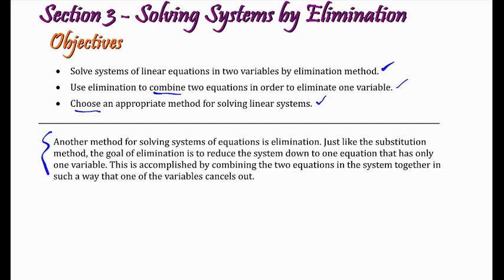Another method for solving systems of equations is elimination. Just like the substitution method, the goal of elimination is to reduce the system down to one equation with only one variable. This is accomplished by combining the two equations in the system together in such a way that one of the variables cancels out.